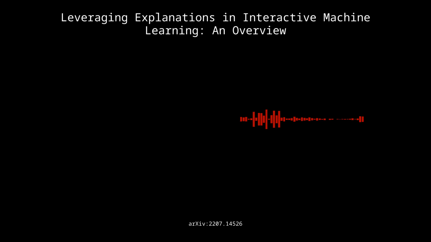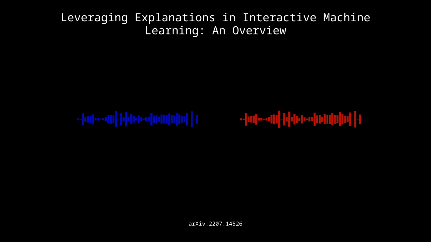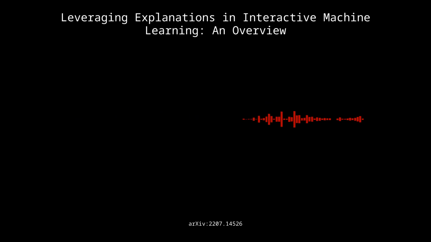Wow. Okay, so that's what we're talking about today, this combination of explainable AI, XAI, with IML, interactive machine learning. The paper we're looking at today really lays this all out: 2207.14526, Leveraging Explanations in Interactive Machine Learning: An Overview. And it really is a great overview.